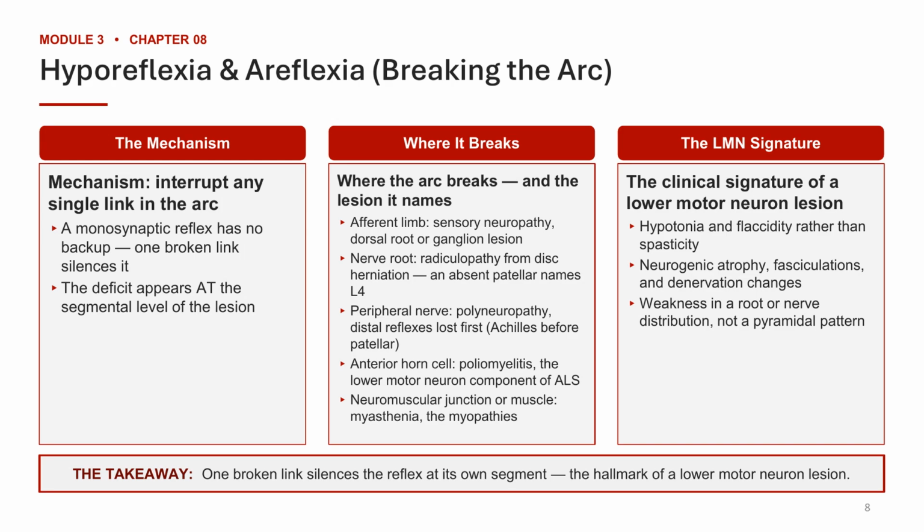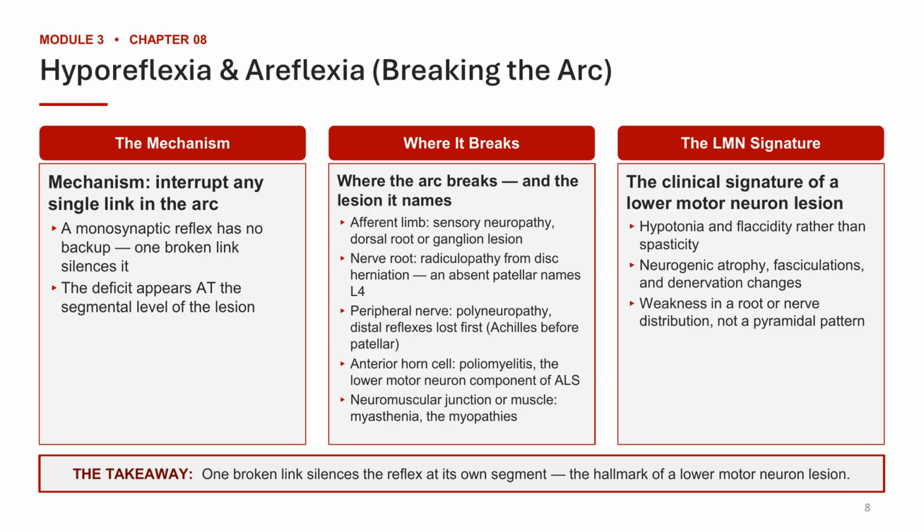Let's take the first mechanism apart, breaking the arc. The mechanism is simple and unforgiving. Interrupt any single link. A monosynaptic reflex has no backup pathway, so one broken link silences it. And because the circuit is segmental, the deficit appears at the segmental level of the lesion.